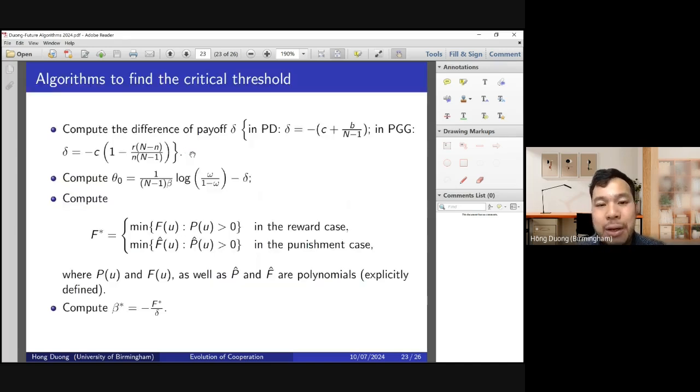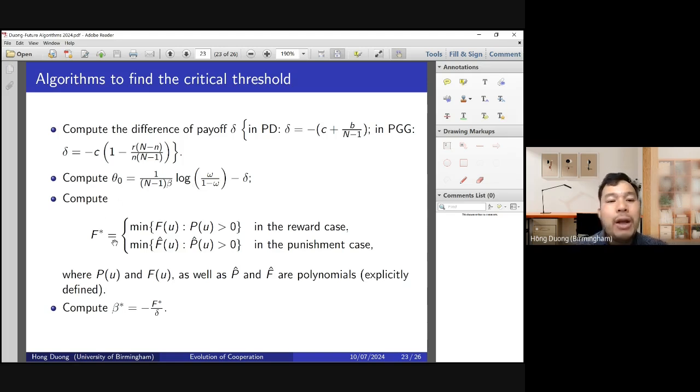So this is a conference about algorithms, so we do provide an algorithm to find the critical threshold beta star and the behavior of the cost function. There is a difference of payoff, we call it delta, so it depends on the game. We have a different formula for delta. And then we compute z low about theta 0.